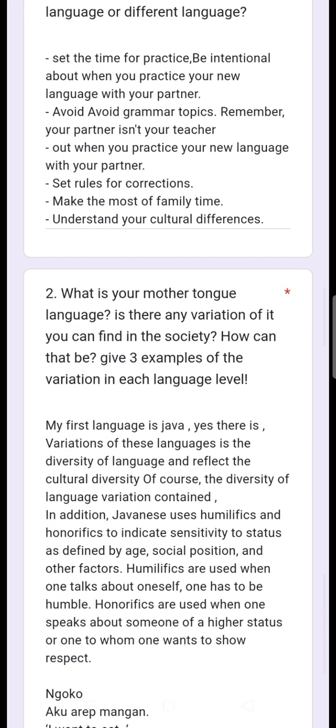Honorifics are used when one talks about oneself; one has to be humble. Honorifics are used when one speaks about someone of a higher status, or when one wants to show respect.